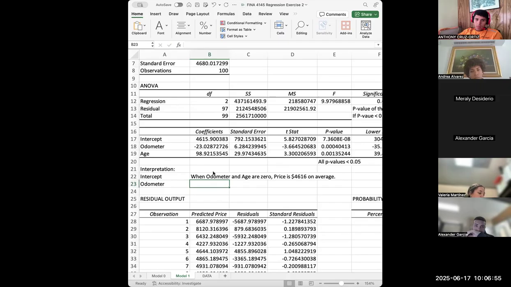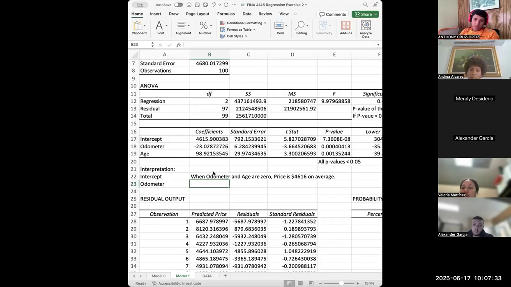How do we read this one? Now, the only difference here is going to be that we have another variable, so we have to include that in our statement. I believe, I'm not sure if it's in the correct order, but I would write for every additional kilometer in an odometer, with age being zero, the price decreases by $23. Right. Very close. Not that age is 0, but age is constant.